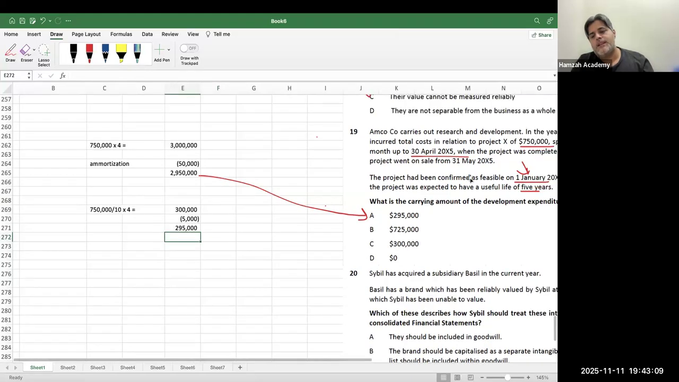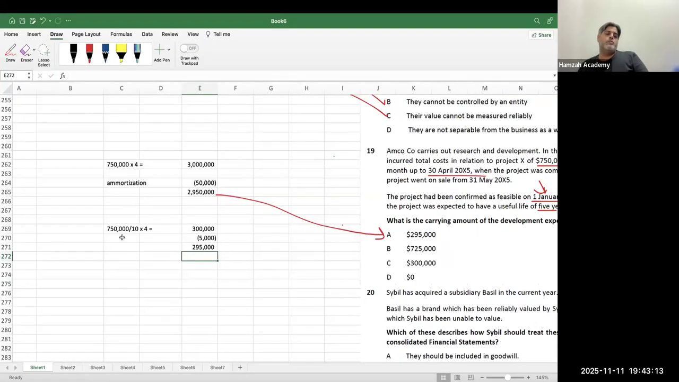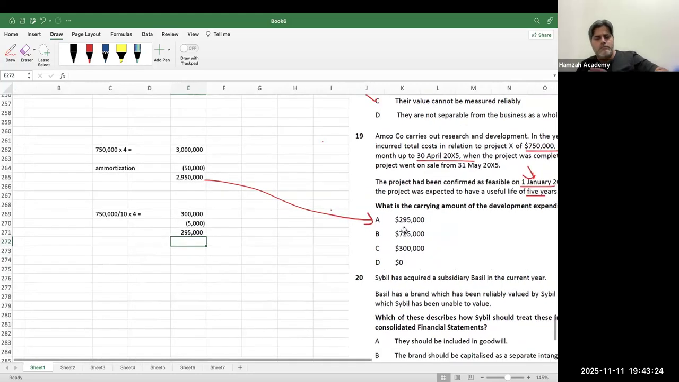So I'm assuming that it's for the 10 months. I mean, the question is assuming that it's for 10 months. So that is how the answer of 295,000 is being calculated over here. But it's again a vague wording. You cannot expect to have such a question in the paper. Such vague wording is not going to be there in the paper.